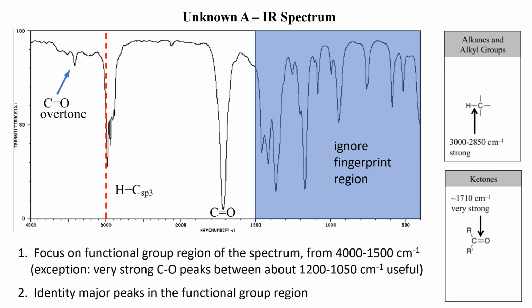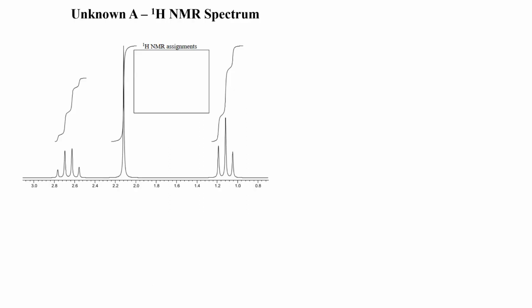It's important to be aware of that peak and not confuse it with a CH or OH or other kind of functional group. So after looking at the IR spectrum, we have a sense that this is a molecule that contains a ketone and alkyl groups. At this point then, we've learned as much as we can from the IR spectrum, and we should move on to the NMR spectra. This is the Proton NMR spectrum of unknown A.